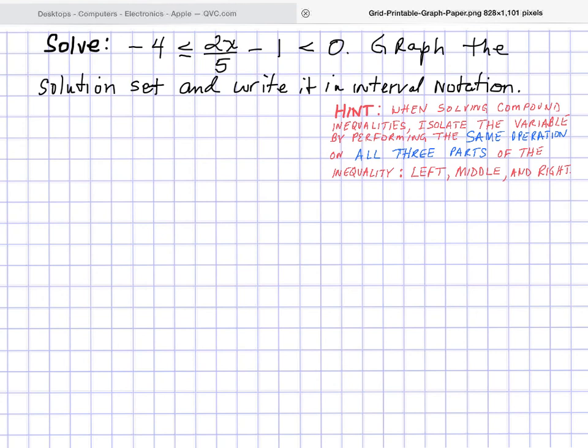Let's do one last inequality. Now, we have negative 4 is less than or equal to 2x. Well, let me spread it out some. I should probably spread it out some. Negative 4 is less than or equal to 2x over 5 minus 1, which is less than 0.